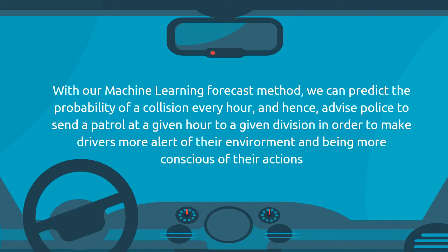Although, based on the statistics, it may appear that normal conditions cause more accidents, this is due to normal conditions happening more often. However, the probability of an accident is different given a certain weather condition. So, with our machine learning forecast method, we can predict the probability of a collision every hour and hence advise police to send a patrol at a given hour to a given division in order to make drivers more alert of their environment and more conscious of their actions.